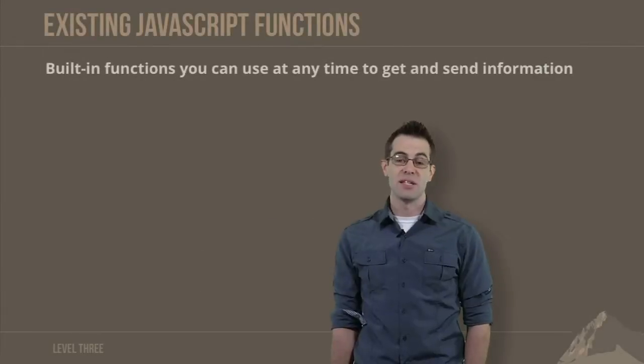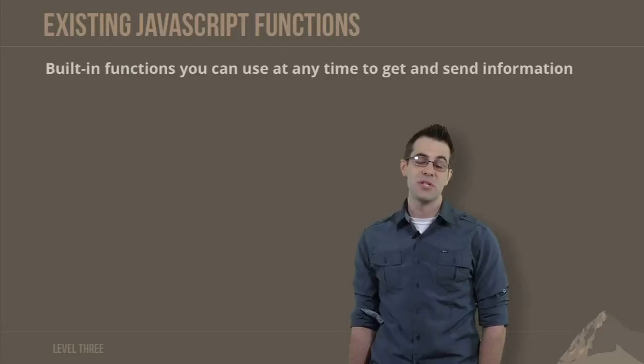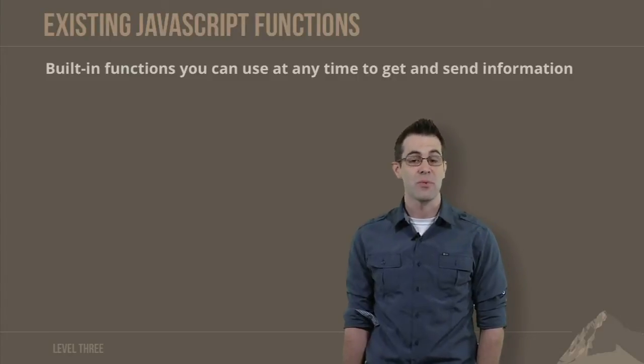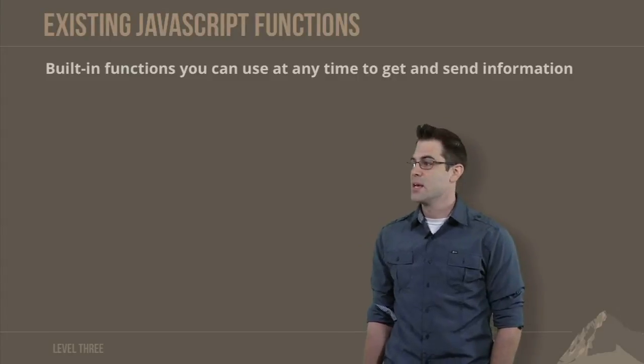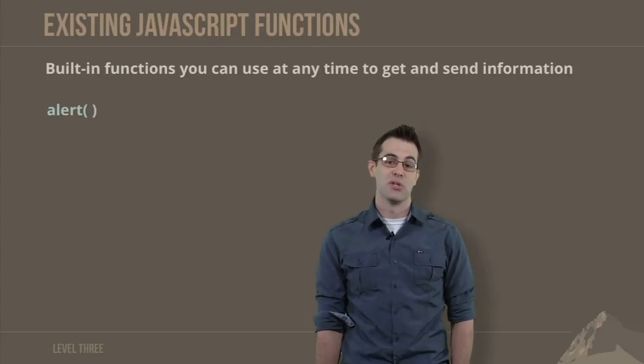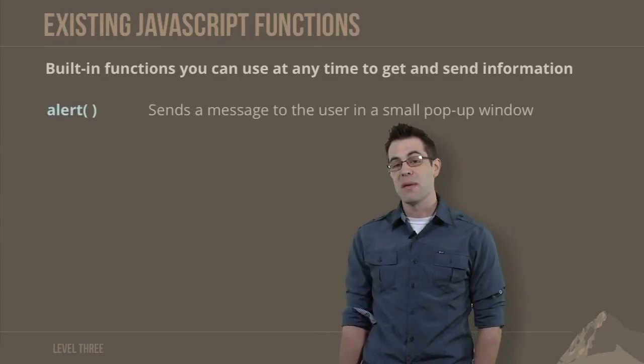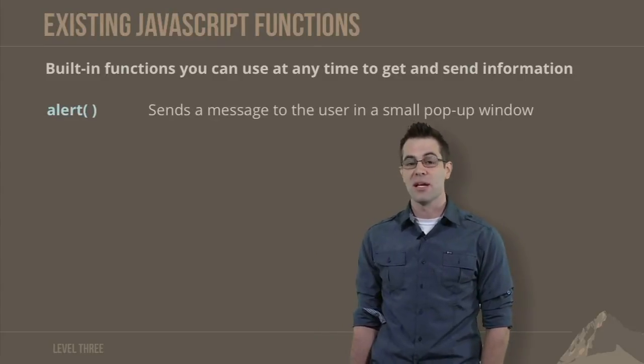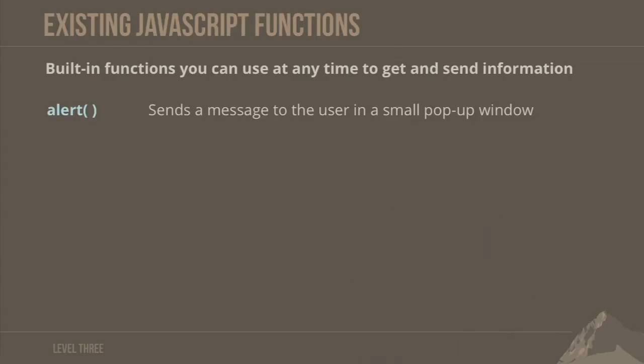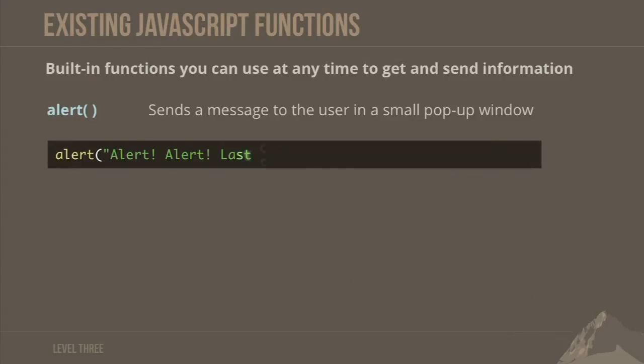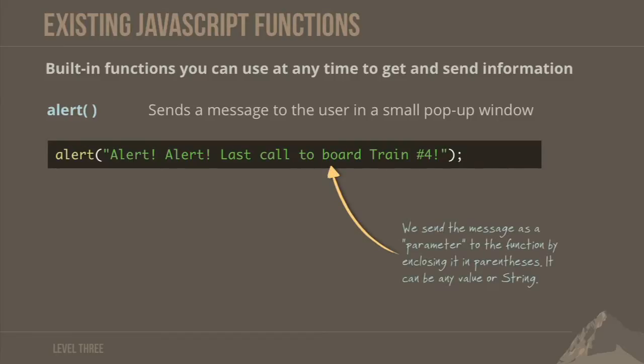Let's take a look at some existing JavaScript functions that you can use to get and send information from the user of your website. The first one we'll take a look at is alert. This will send a message to the user of your website in a small pop-up window. You can see here that when we call the alert function, we've placed a string inside of a set of parentheses that will get alerted to the user. But you can put any expression inside these parentheses that will be evaluated and then presented to the user.